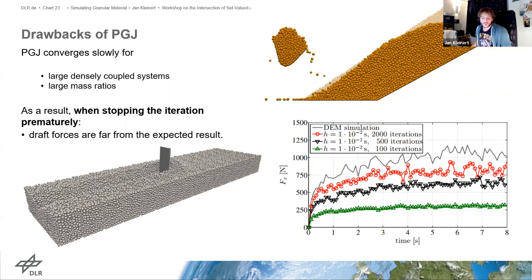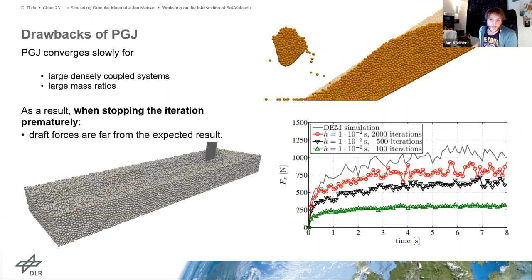So what you see here is a blade being moved through a bed of granular material. I think that's about 100,000 particles in here. And we've calculated this with the discrete element method. We've validated the result against experimental data. So in gray, you see our reference solution. And then we try to replicate this reference solution with the projected Gauss-Jacobi method and a time step size of 10 to the minus 2 seconds. You'll see that we're very far off.